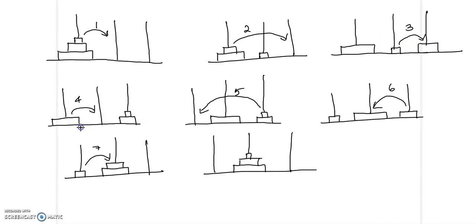Now we can remove the largest disk. So move the largest disk to the empty place. So this is the fourth move. So after the fourth move you will get this.